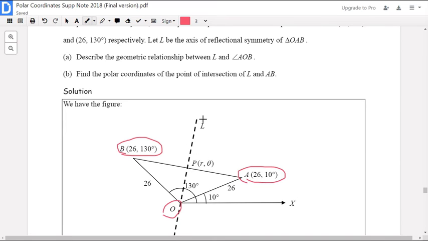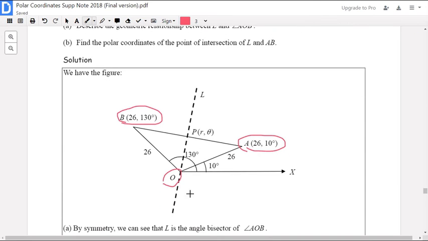Now, you have triangle OAB in the figure. Line L is the line of reflectional symmetry of triangle OAB. So this is L, the axis of reflectional symmetry.